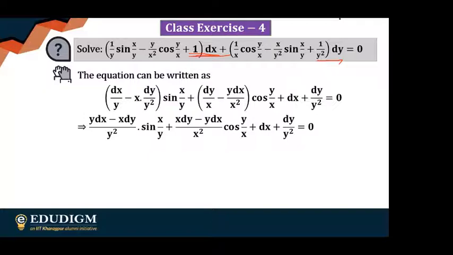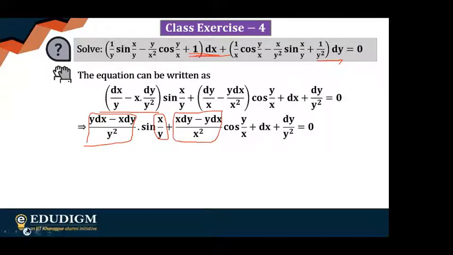So as you can clearly see, if you look at this part, what is this? Y dx minus x dy. Fair enough. So good backup for this one. Yes, this is d of x by y. You see cos of y by x. You see the backup? Yes, the backup is there.